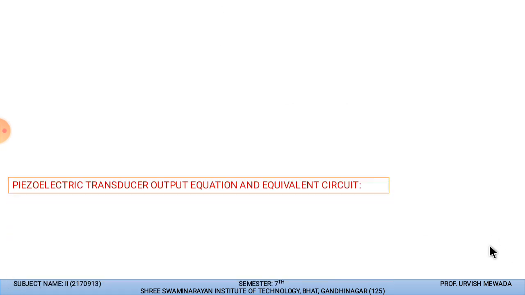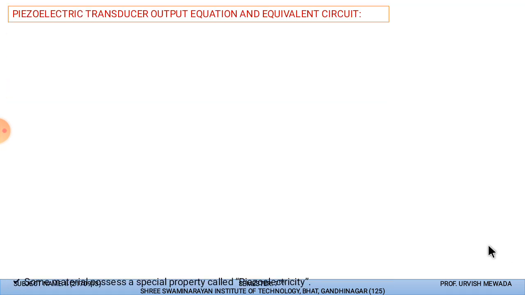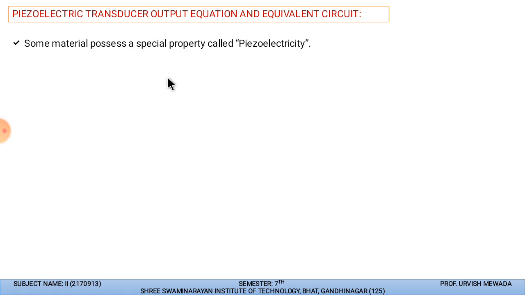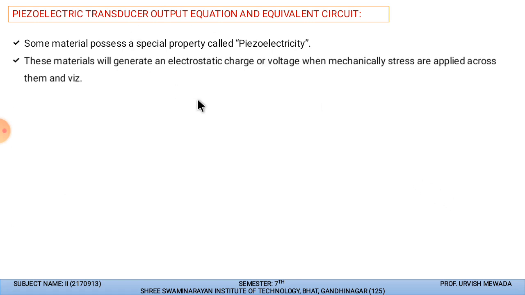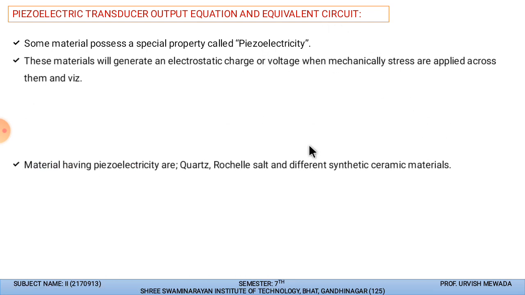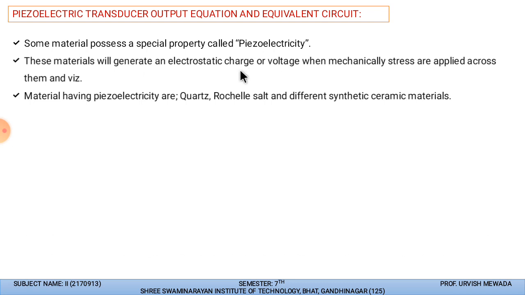Now let us discuss the output equation for the piezoelectric transducer. Some materials possess a special property called piezoelectricity that we already discussed, and the material will generate an electrostatic charge or voltage when mechanical stress is applied across them. So whenever mechanical stress is applied to such devices, it will produce an electrical output. That's the working principle of this piezoelectric transducer.